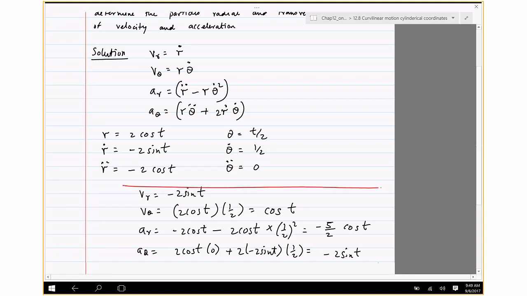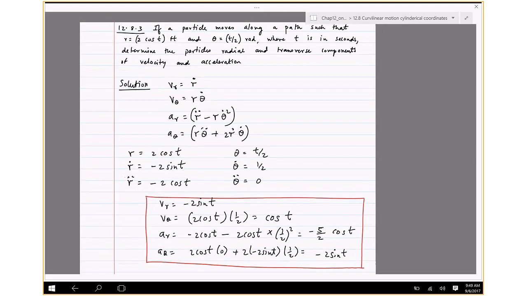In this case, I'm not able to find a numerical value for the velocity and acceleration because I'm not given the time t. But if I was given that, I could have found the numerical value. This is the problem where r is not constant. It's actually a function of time.